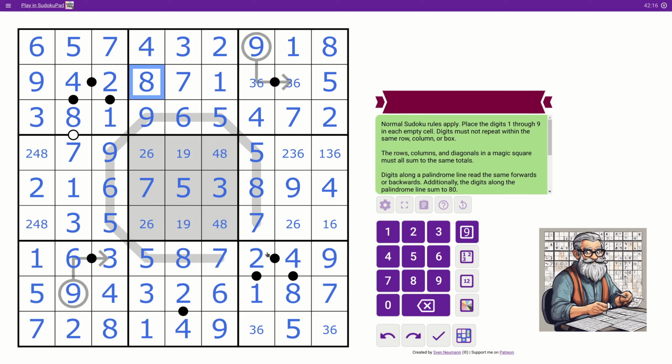Still nothing. Still nothing. That can't be true, right? That can't be true. Oh, this isn't 9 anymore. 1, 9. So this is a 1. This is not a 1. 2, 6. So this isn't a 2. Wow, this was never a 2. 4 and 8.